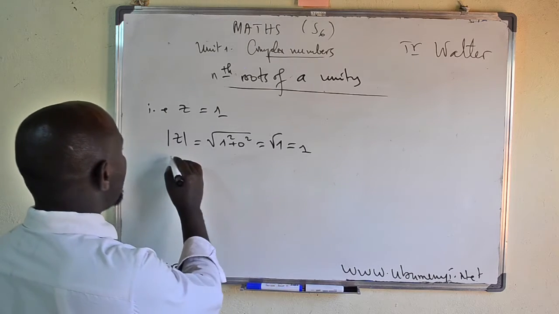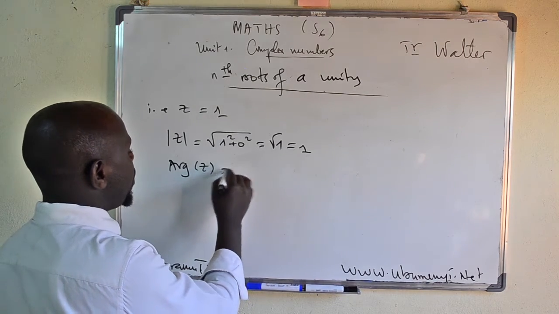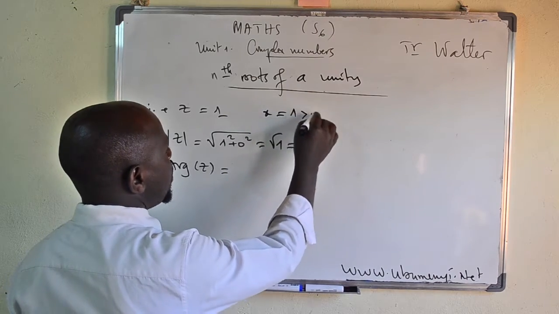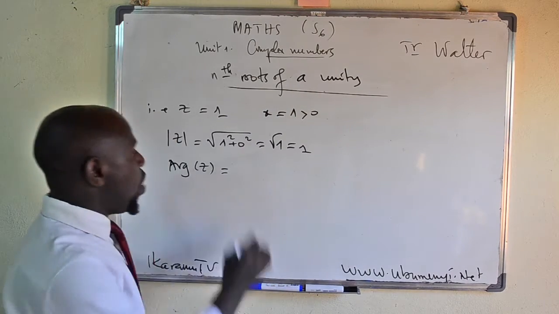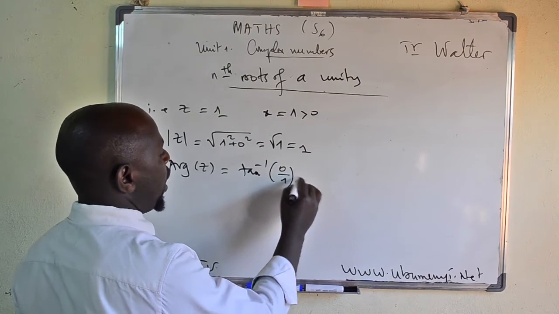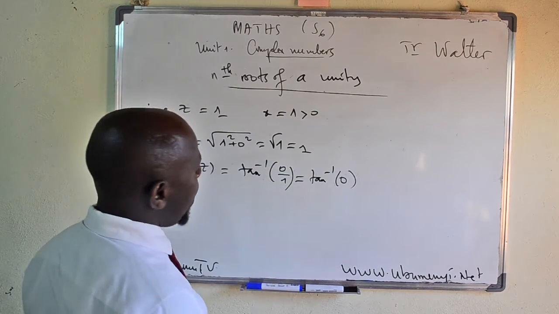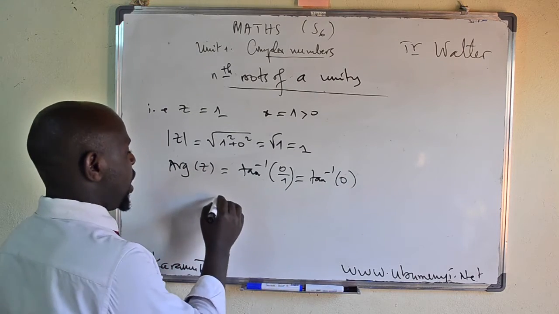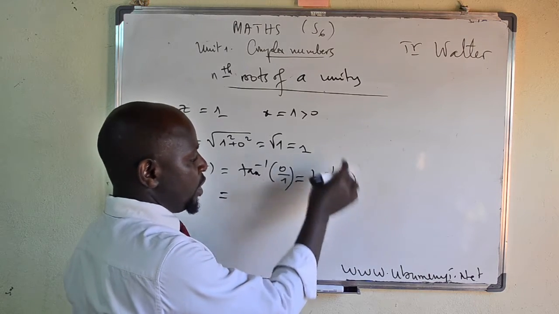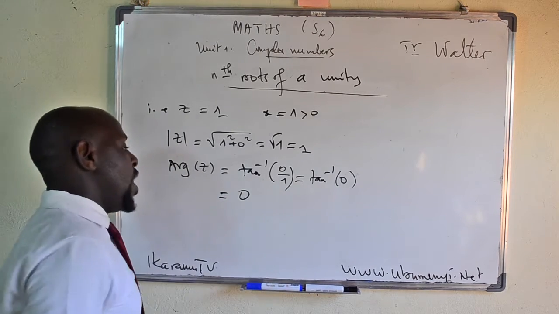Ladies and gentlemen, I also have to find the argument. The argument of z, which is equal to 1. We can see here that x equals 1, and this is positive. And remember that if x is positive, the argument is tan inverse of y over x, which is 0 over 1. And this will be tan inverse of 0. It's like they are asking us which angle has a tangent of 0, and that angle is none other than 0. So we shall see the angle is 0.